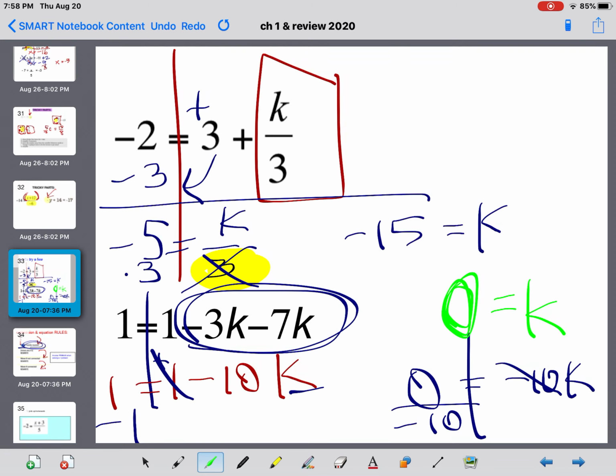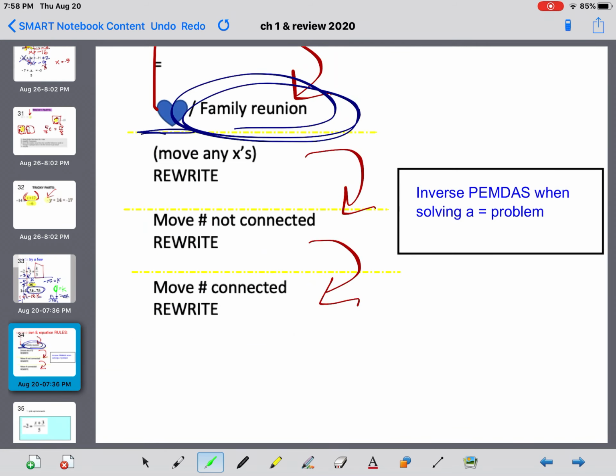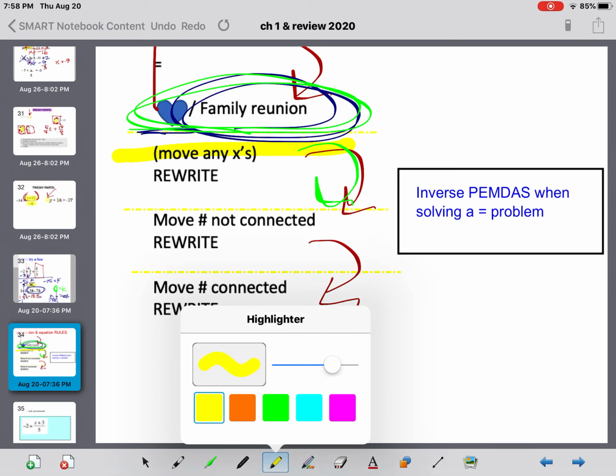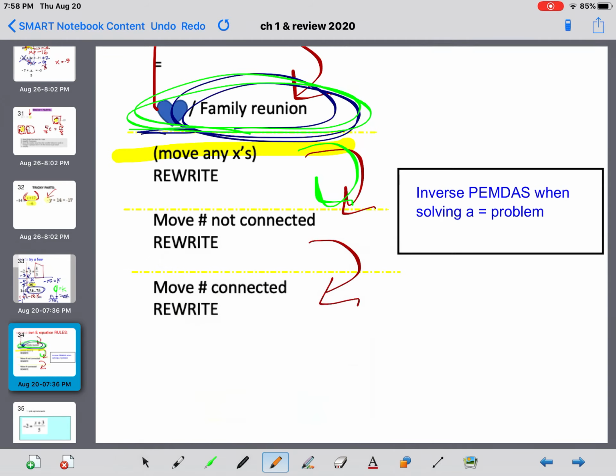So that's the reminder of how to solve equations. Here's some steps to help you. First step, do any distributive and family reunion. Second step, move the x's if you need to. We haven't done any of that yet. That will happen next unit. Next, move the number that's not connected to the variable and then rewrite it. And the last step, move the number that is connected to the variable and rewrite it. That should give you your final answer.